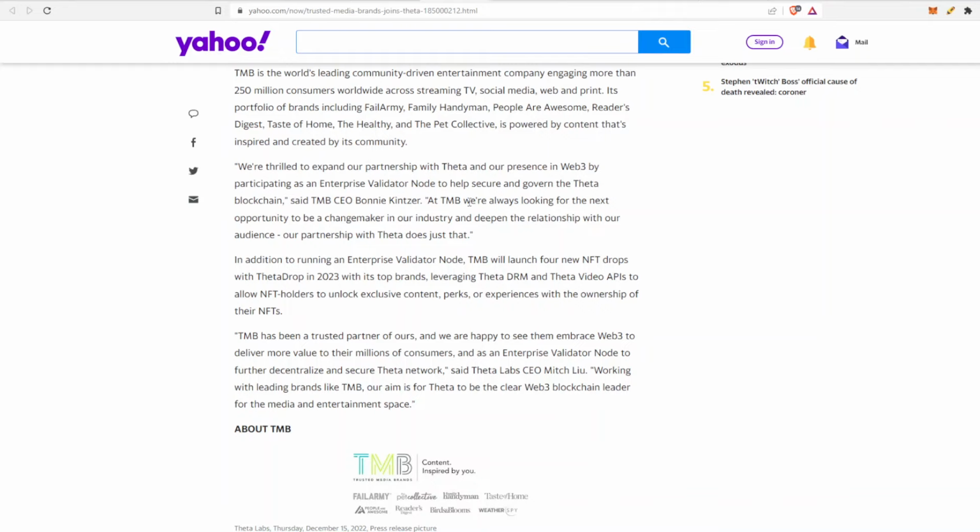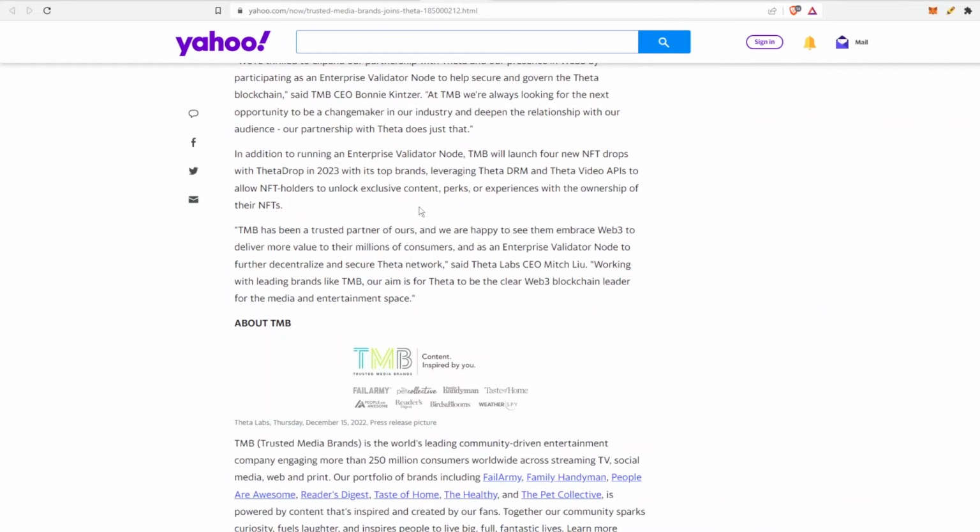So here is a quick quote that they're thrilled to expand the partnership. And in addition to running an enterprise validator node, TMB will launch 4 new NFT drops on Theta Drop in 2023 with its top brands. So it's leveraging Theta's DRM and Theta Video API to allow NFT holders to unlock exclusive content, perks, or experiences with the ownership of the NFTs.